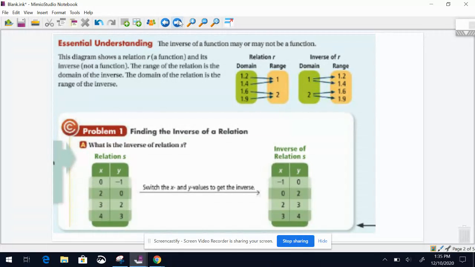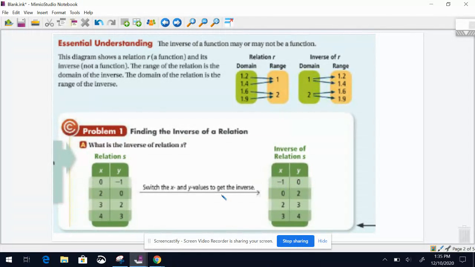And again, a relation is just a set of ordered pairs. Given an x and a y, you literally just flip the ordered pairs to show its inverse. So the inverse relation is just flipping each one. Okay, so the original relation S is 0, -1. The inverse of relation S would be -1, 0.